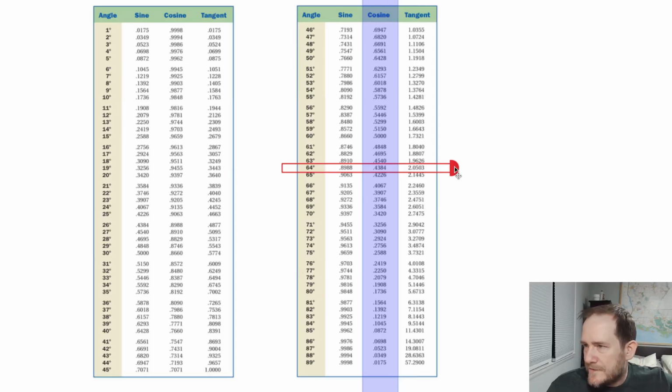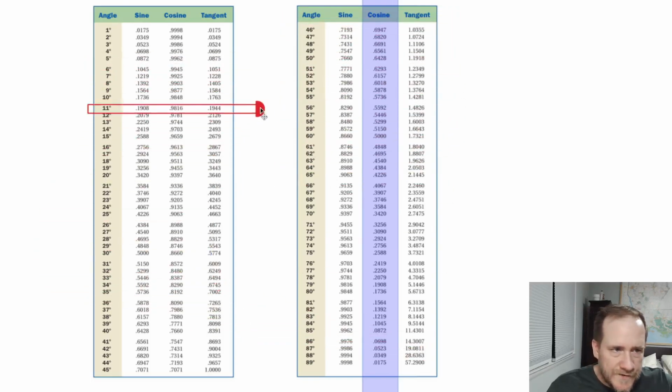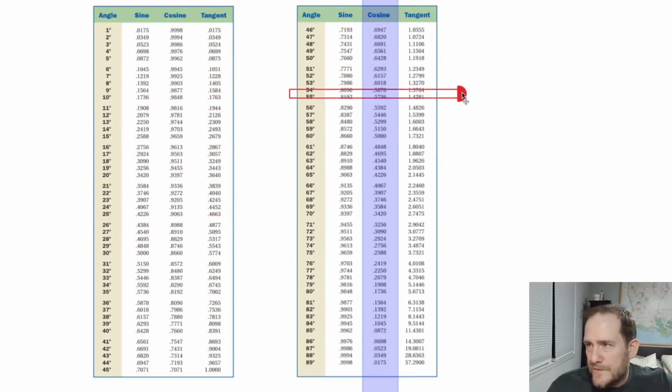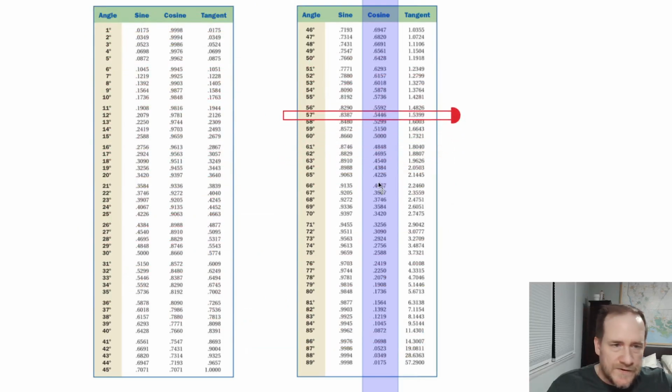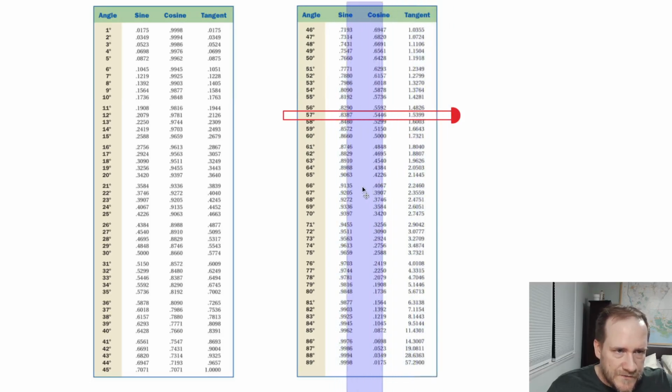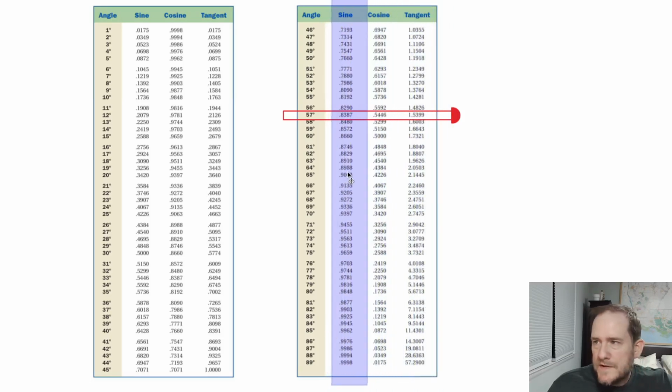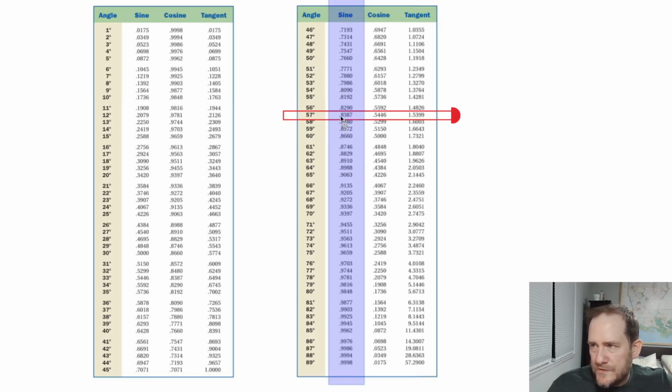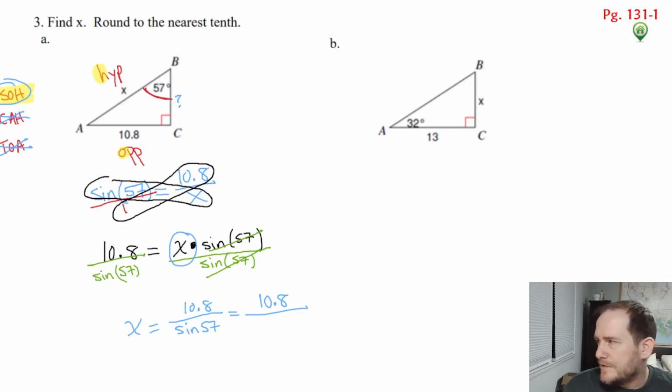And if we want the sine of 57, then we look up and down for the correct angle, and 57 puts me here. And we said we wanted the sine, so sine is the first column right here. So that means the intersection of these two things is 0.8387. So I can take that decimal and plug it in. So we're going to divide by 0.8387. And if you do that division, you'll get your answer, whatever it is.